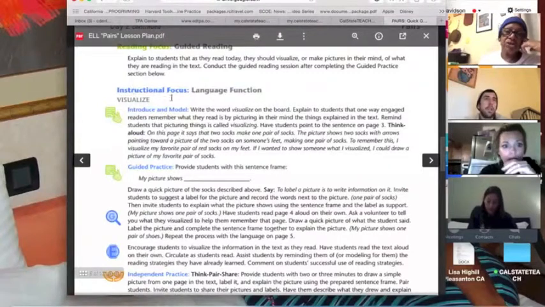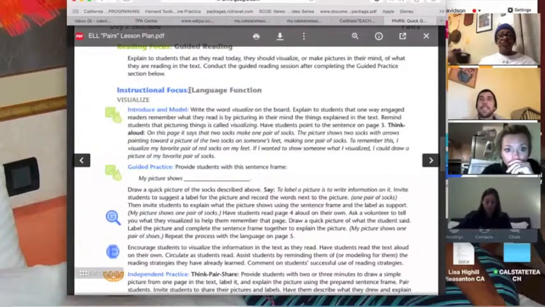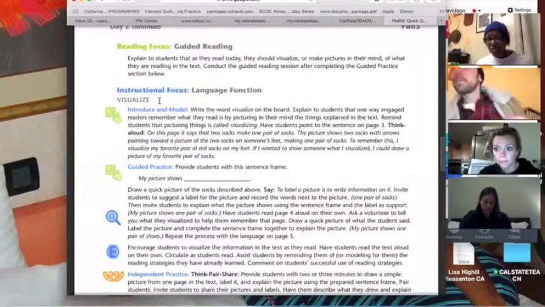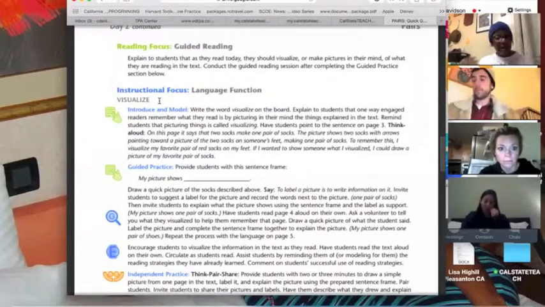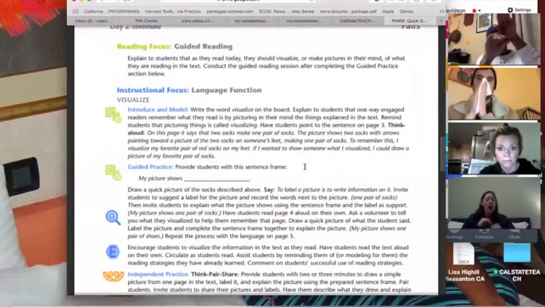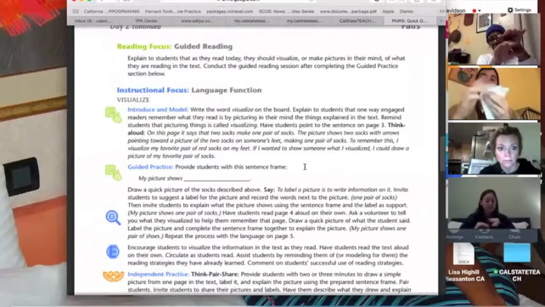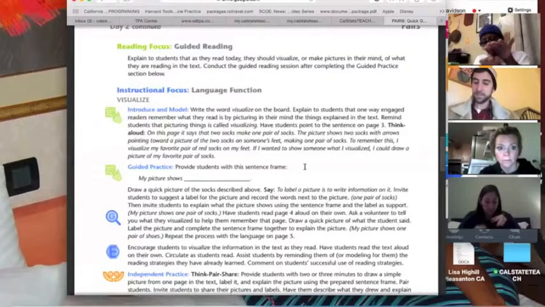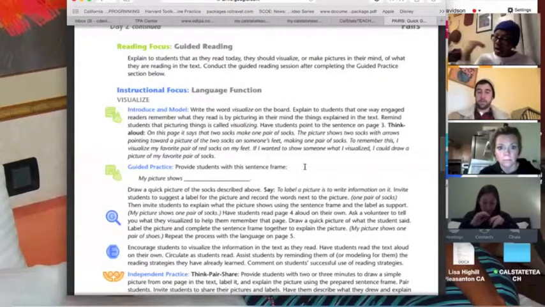And it tells you why. Look, instructional function, language function, visualize. It gives it to you. You don't have to guess. You just have to know. And then it tells you what the practice is. It gives you the model. What's really nice, it gives you the model. You model what you introduce. You model what it is. Then you work on it together. And then you release them.